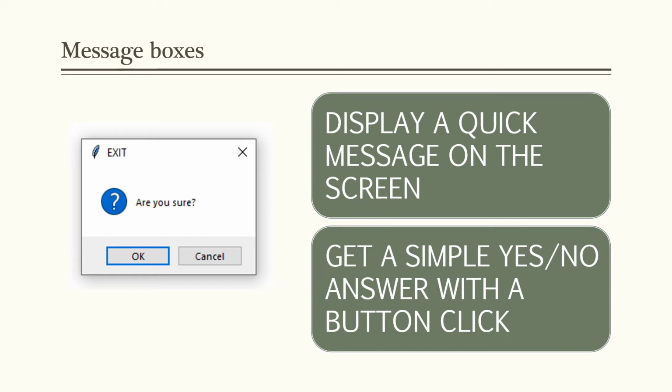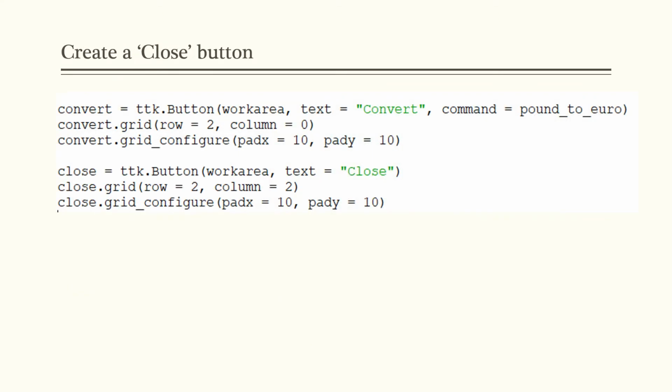Can you see the difference in this type of message box? It's got two buttons and we're asking the user to make a choice. In order to demonstrate this, we'll create a second button on the screen to quit, and then we'll use a message box to check, are you sure you want to exit? It's a nice simple use, and you can probably make use of this in your own program.